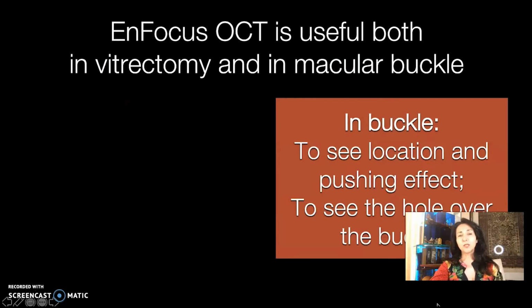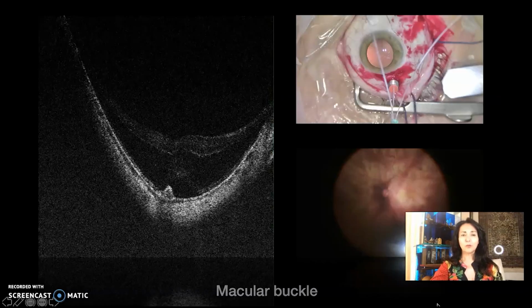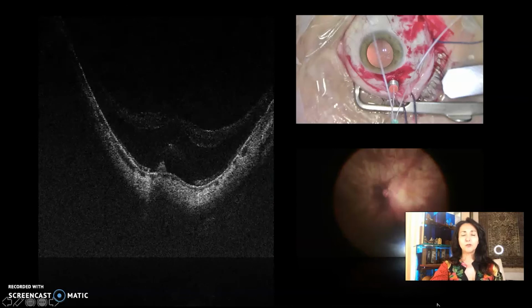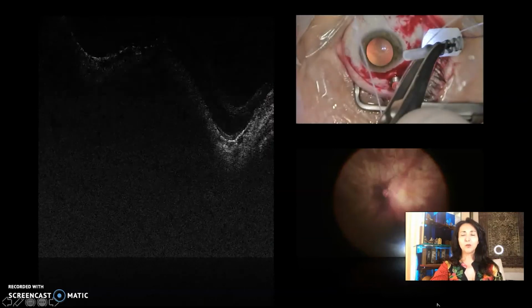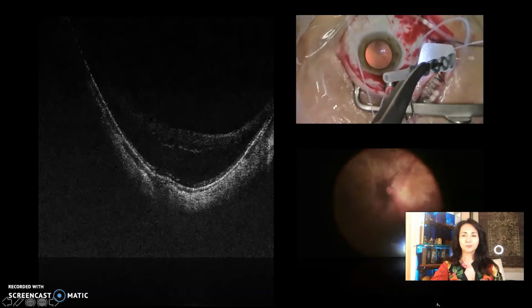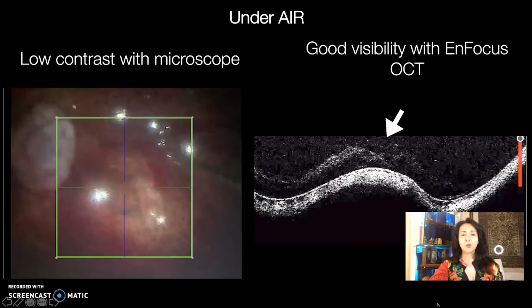With buckle, OCT is useful to see the location of the buckle and the pushing effect, the buckling effect. You also see the hole over the buckle. In this case, look at the intraoperative OCT view. It is very informative and you know exactly what you are doing while inserting the macular buckle. And again, here you see that the hole is closed and is on top of the macular buckle, while on the left you could have many uncertainties on what you're looking at, especially through air.